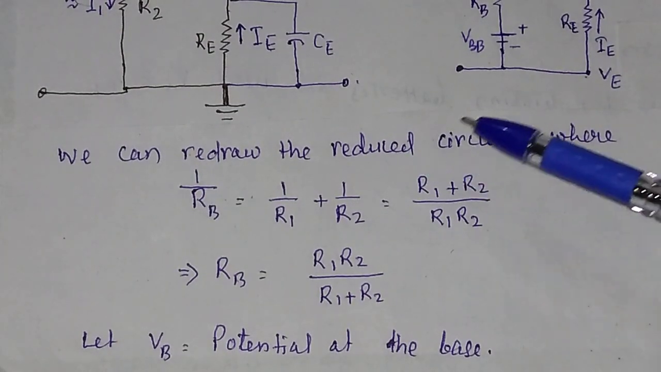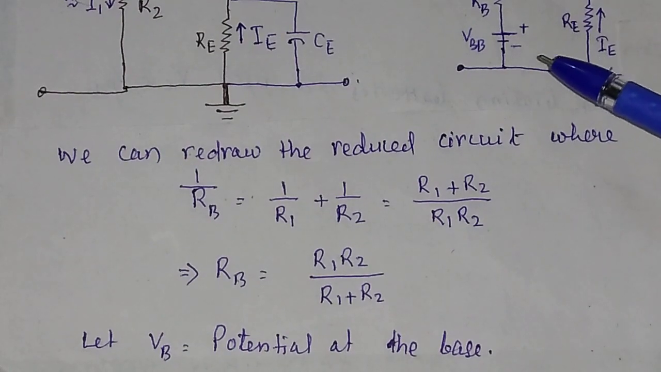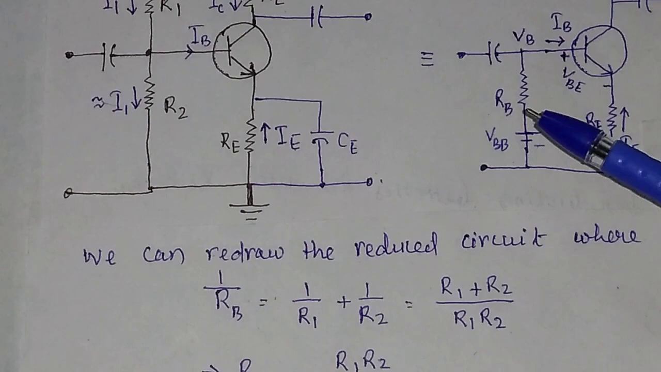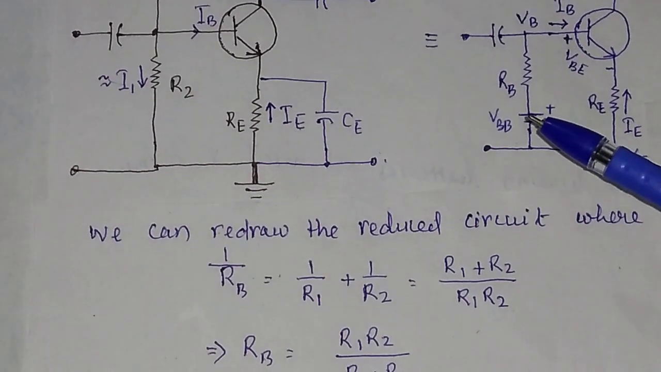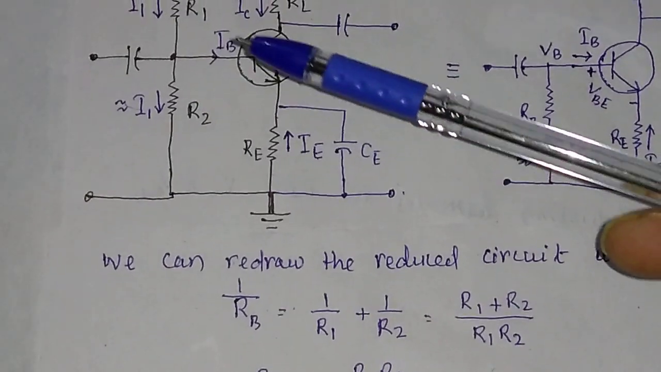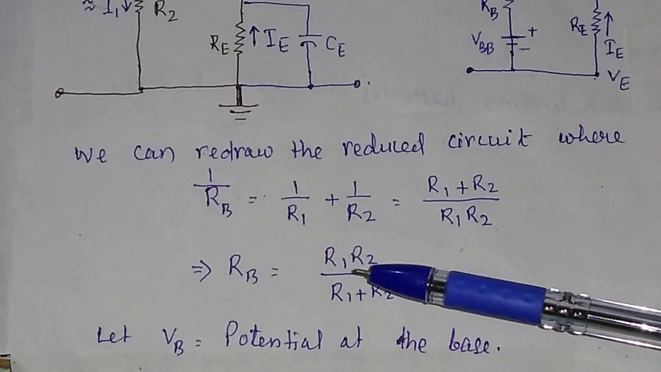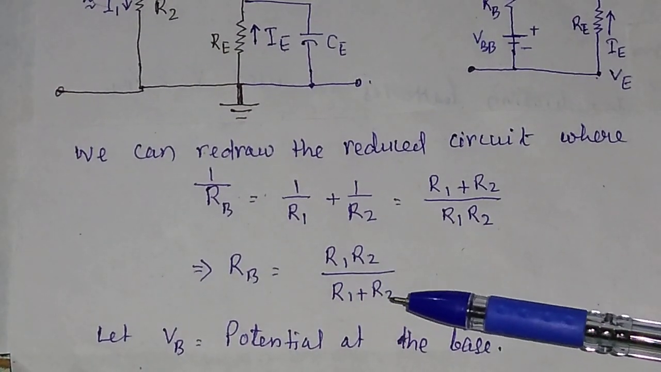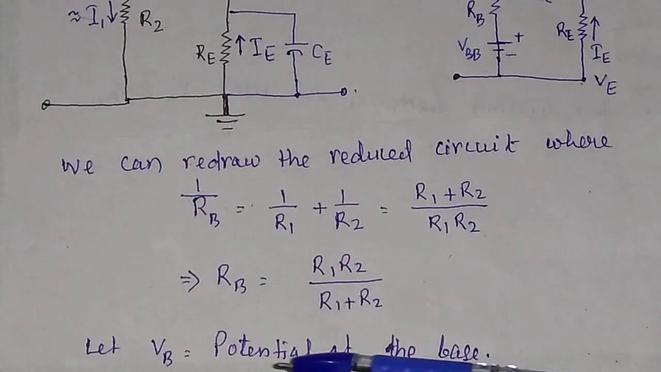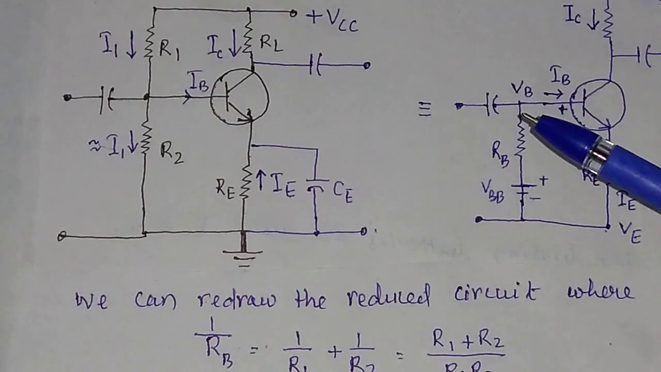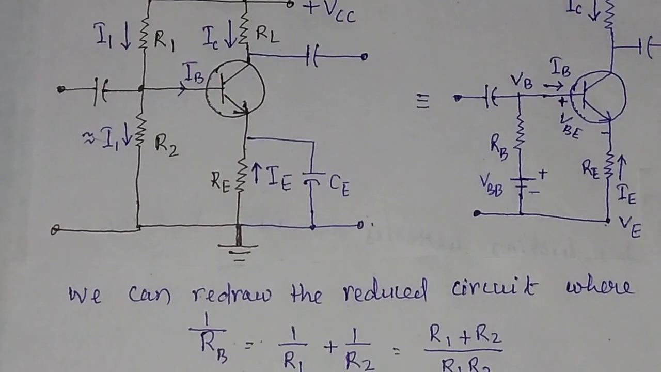So when you redraw the circuit, as I have shown you, these 2 resistors are in parallel. So the equivalent base resistance RB will be equal to R1 R2 divided by R1 plus R2. And I have told you VB is the potential at the base.